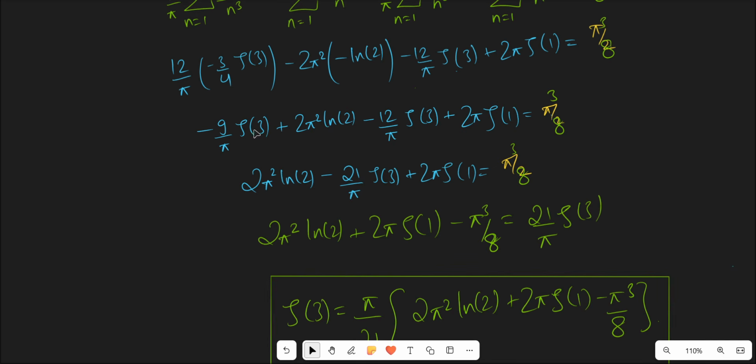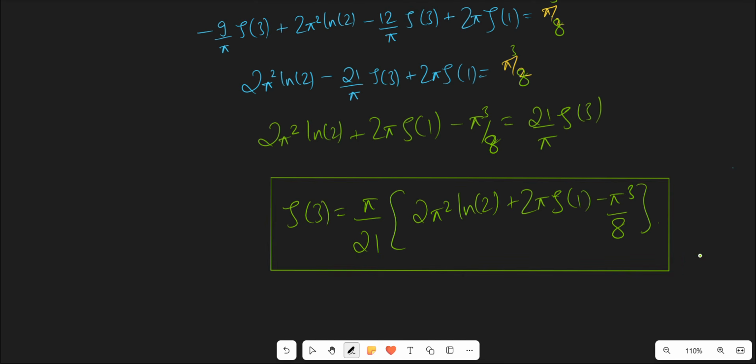So just solving these things for evaluating zeta of 3, you can see that over here. You can check it out, it's not a big deal. Just cancel out all these stuffs and you would have negative 9 over pi zeta of 3 and negative 12 over pi zeta of 3. These two are going to add up to give 21 over pi zeta of 3, right? And we would have 2 pi squared ln 2, and we have 2 pi zeta of 1. So now we just calculated zeta of 3 as pi over 21 times the whole thing: pi over 21 times 2 pi squared ln 2 plus 2 pi zeta of 1 minus pi cubed over 8. So finally we did it.